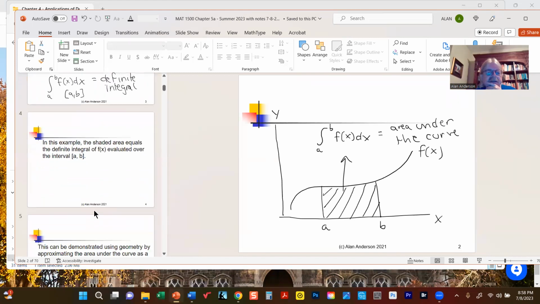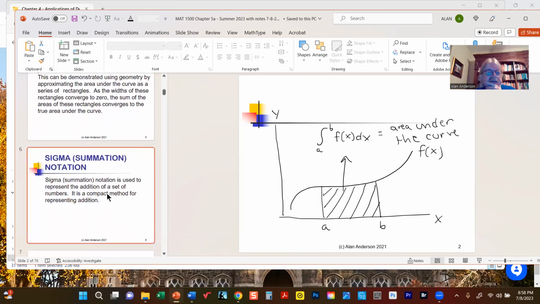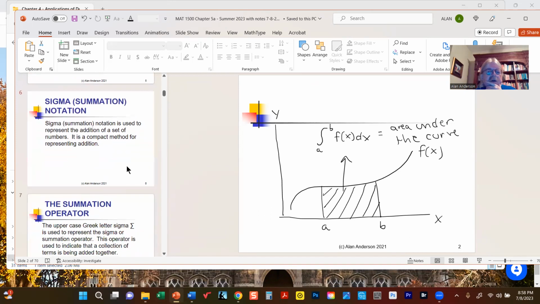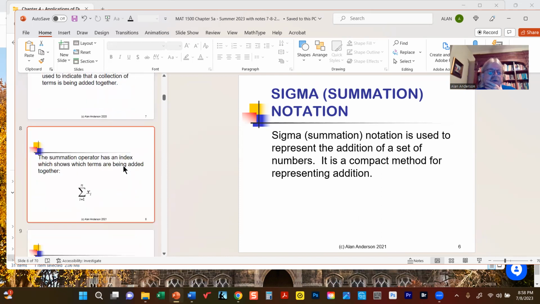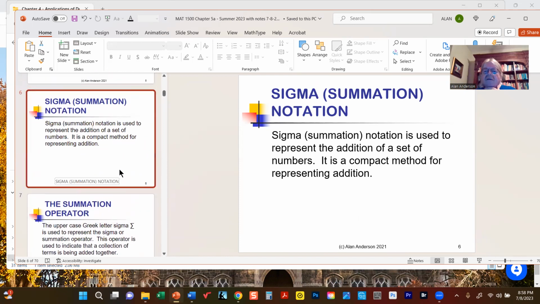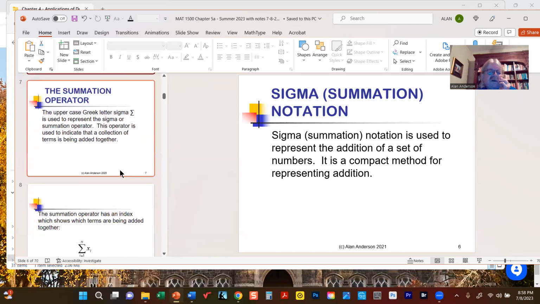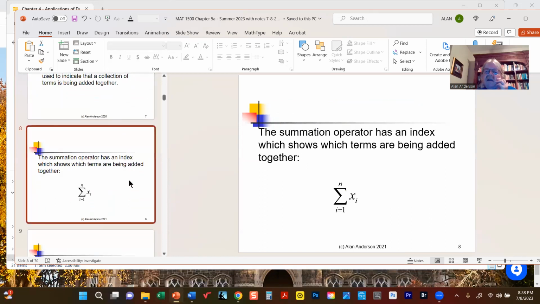So now by the way, we're going to take a little bit of a detour here. We're going to be looking at the summation operator. Sometimes it's called the sigma or summation notation. And we've seen this before. This is what I mean. This is the Greek letter sigma. Specifically, it's the uppercase sigma.